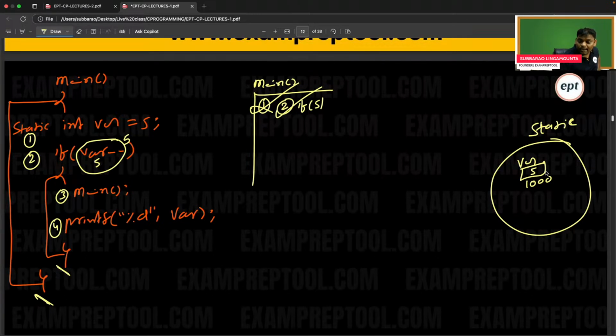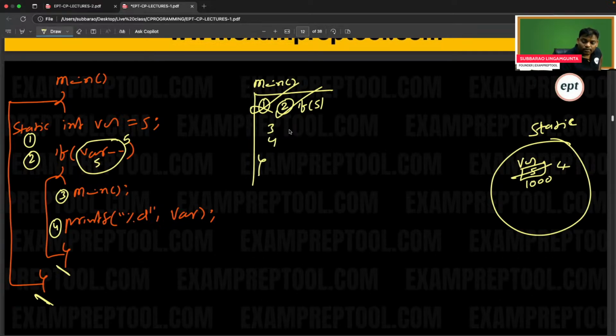But remember, because it is a post decrementation, at that time it doesn't affect. It will affect after the second line is over, then it becomes 4. If the 5 condition is true, then lines 3 and 4 I have to execute.